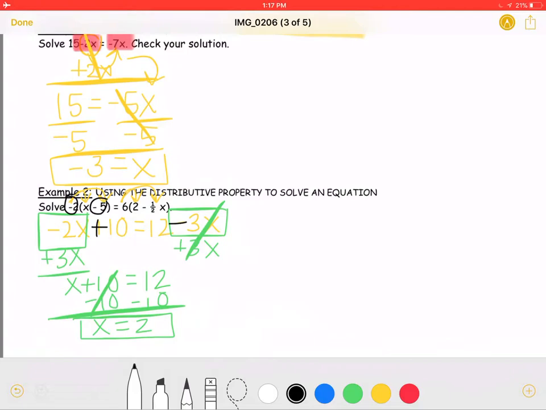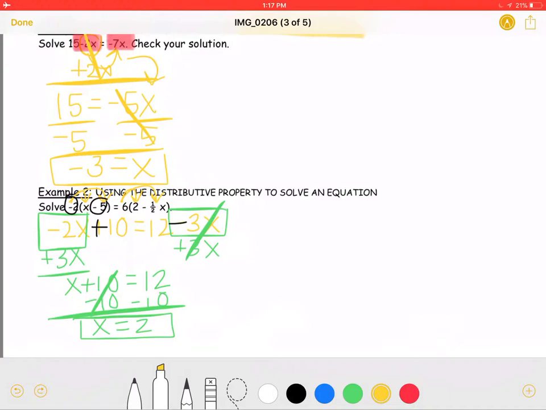Now, notice, I have negative 2x on the left, and I have a negative 3x on the right. So I have variables on both sides, as well as constants on both sides. I have this plus 10 and this positive 12. They're both on separate sides. So I want to move my constants together and my variables together.